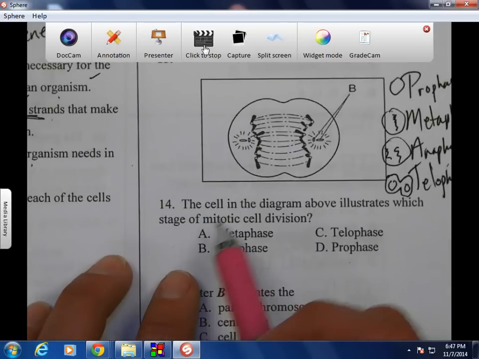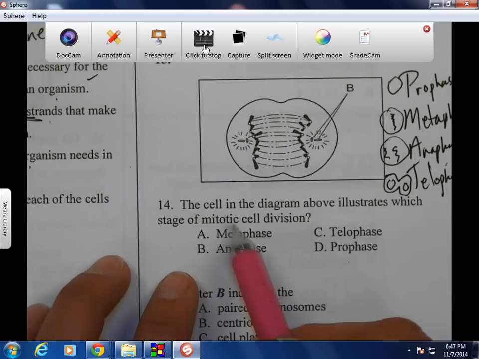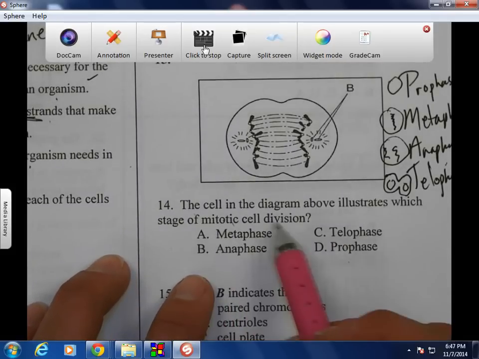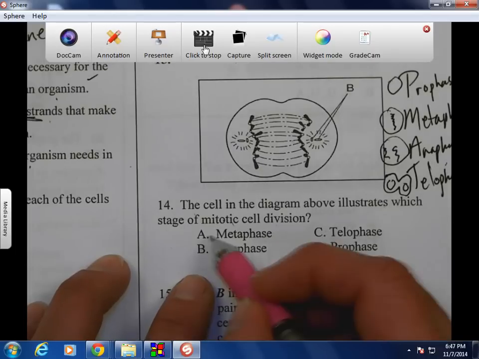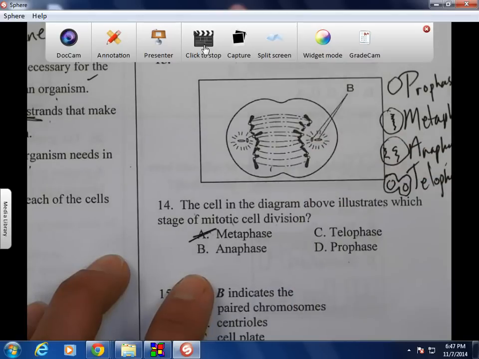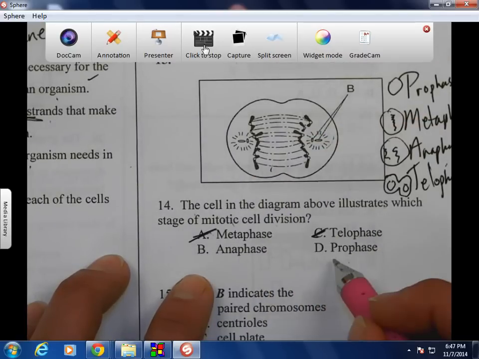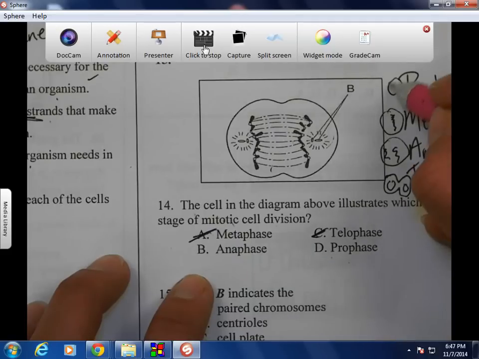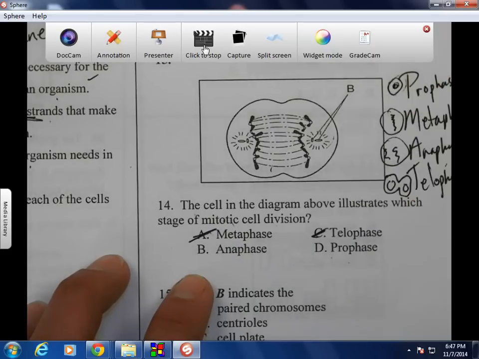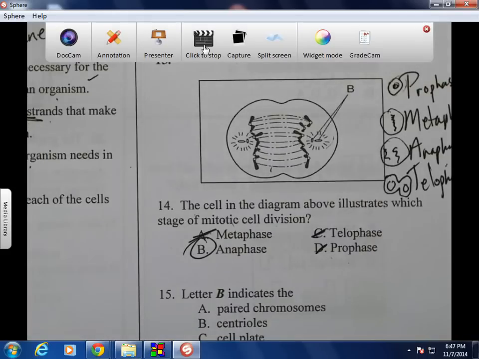So it says the cell in the diagram illustrates which stage of mitotic cell division, mitosis. It's not metaphase, they're not in the middle. It's not telophase, we don't see two nuclei. It's not prophase because everything is still together. So it's anaphase, they're moving away from one another.